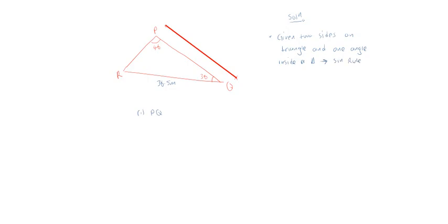Then we also say, when you're given two sides, it doesn't matter where the sides are located. If you're given two angles and one side, we also apply the sine rule.